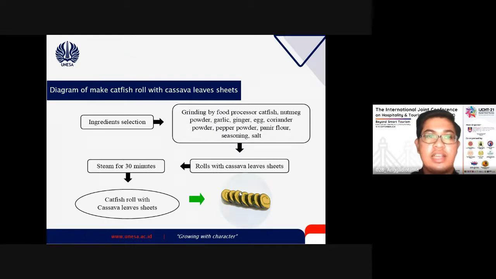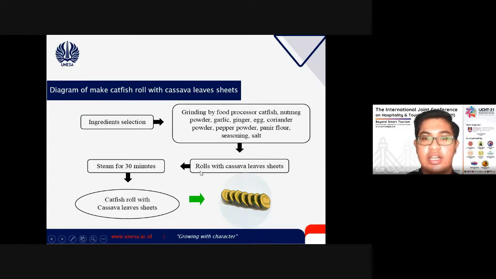This is a diagram of how to make a catfish roll with cassava leaf seeds. First, ingredient selection. After that, grind catfish, nutmeg powder, garlic, ginger, egg, coriander powder, pepper powder, peanut powder, and season with salt and pepper using a food processor.